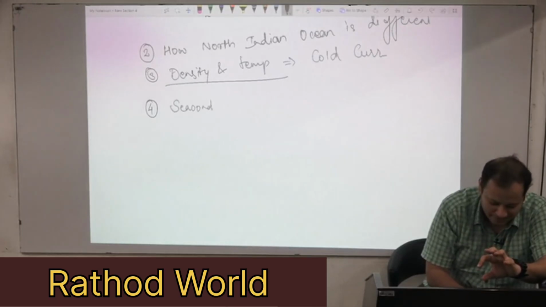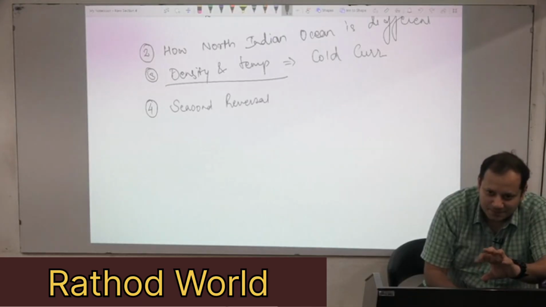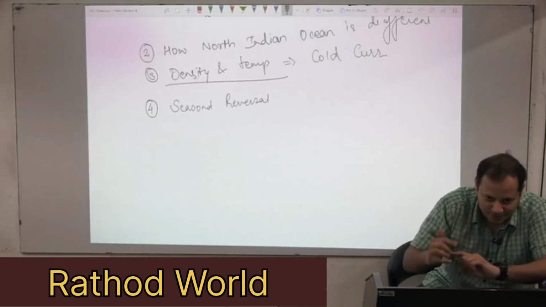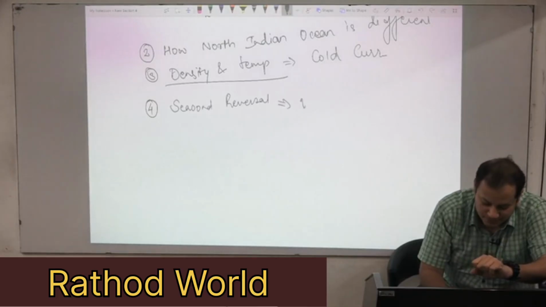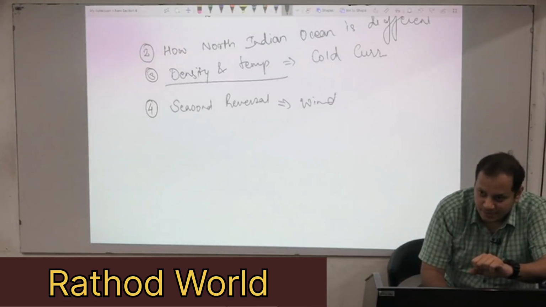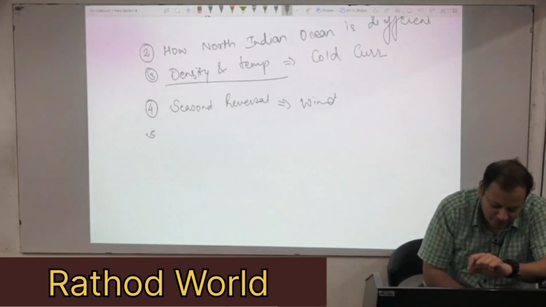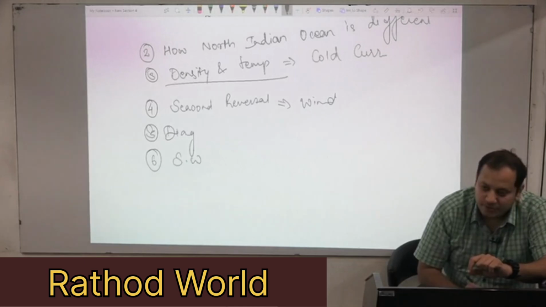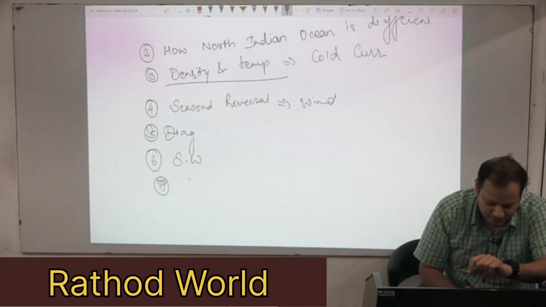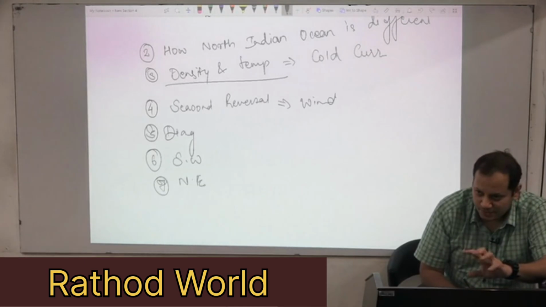You will have to write it like this: show seasonal reversal. Seasonal reversal means they change with the seasons, and this seasonal reversal is due to the winds which are known as monsoon winds. Then the fifth point, a diagram. Then the sixth point, you explain what the southwest monsoon current is. Seventh, what the northeast monsoon current is, and in which season.